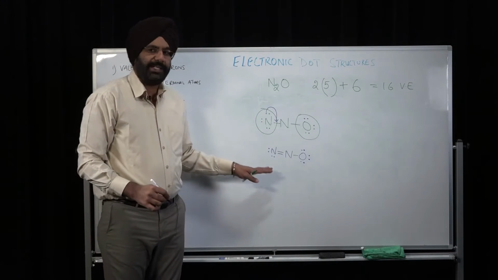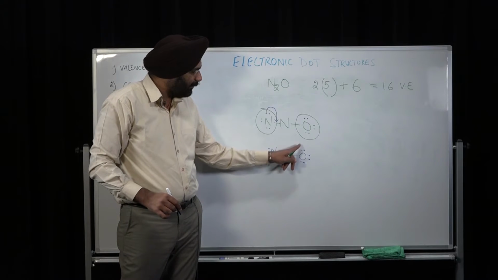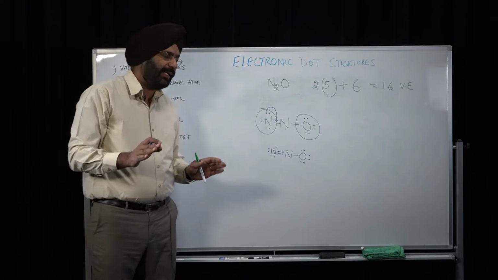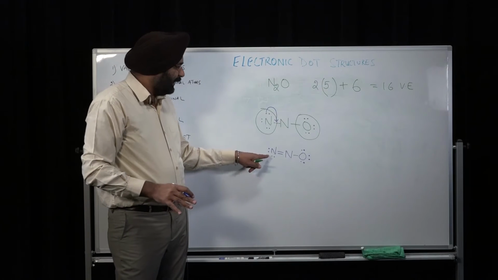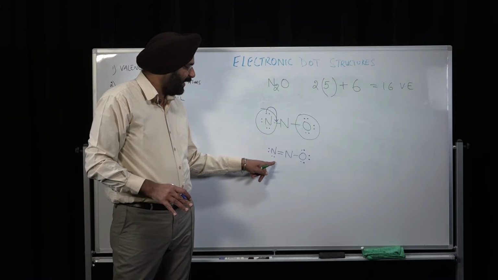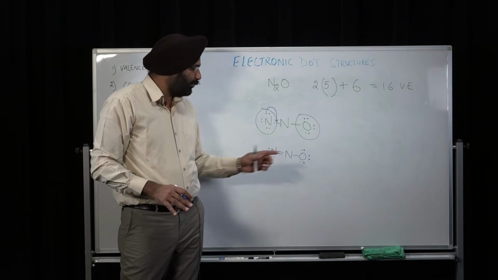Okay. So again the number of valence electrons remains the same. 4 plus 4 is 8, plus 2 is 10, plus 6 is 16. So I have not added or subtracted any of the valence electrons. The octet on this nitrogen is complete. 4 plus 4 is 8. The octet on this oxygen is complete. 6 plus 2 is 8.